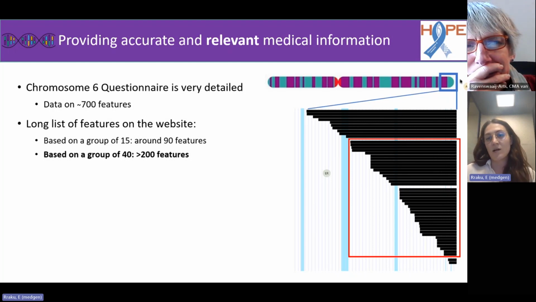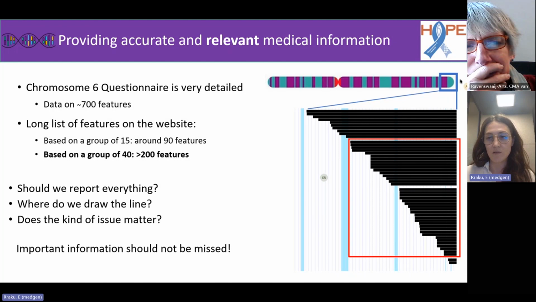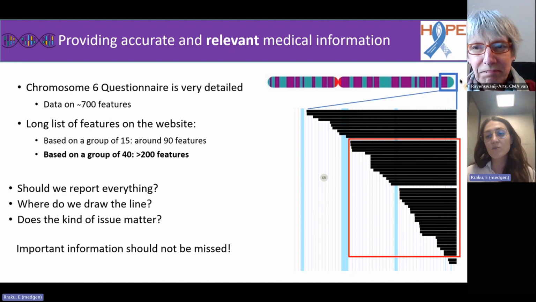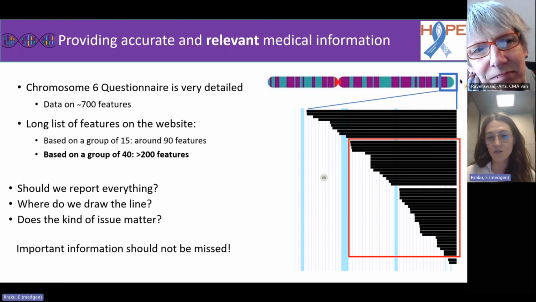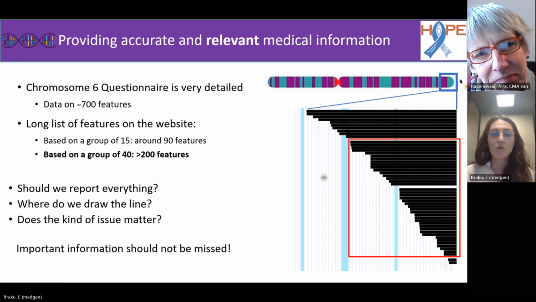So then the question arises, should we go ahead and report all these characteristics, or should we limit the information we present? And if we were to limit the information, where do we draw the line? Does it matter what kind of feature it is? Are certain features or issues more important than others? Or is it more important to know in how many children that issue is seen? Of course, at the same time, we also need to make sure that important information is not missed.